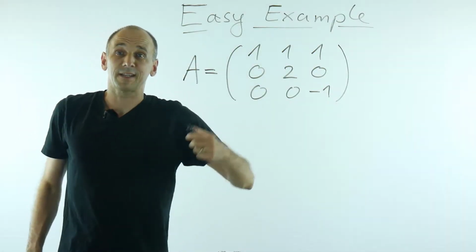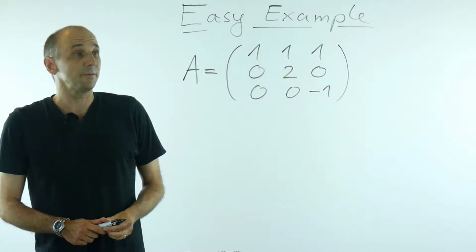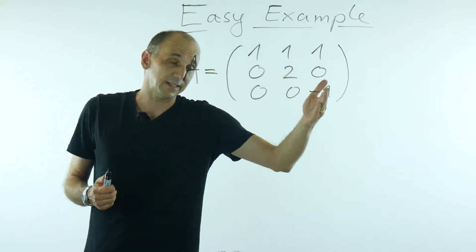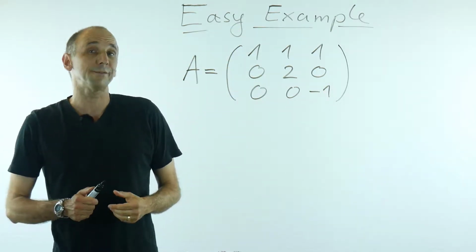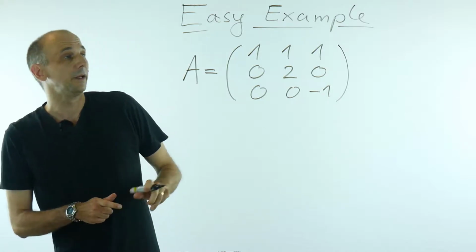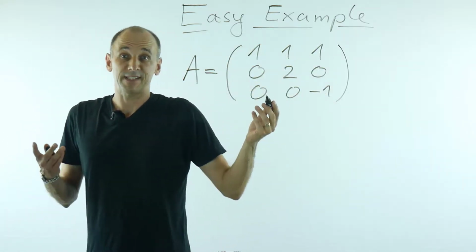So let's look at an example, and I must admit it's an easy example. It's an example to exemplify again the beauty of the triangular form. Because you see, this matrix is in triangular form.